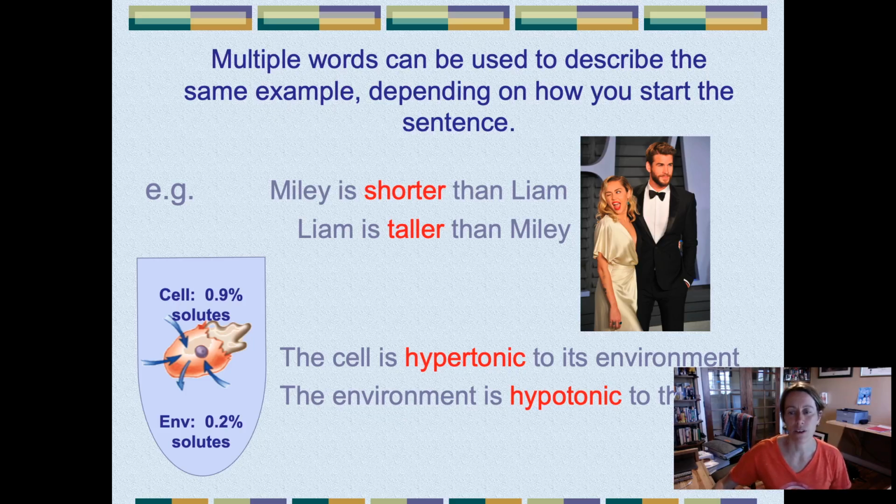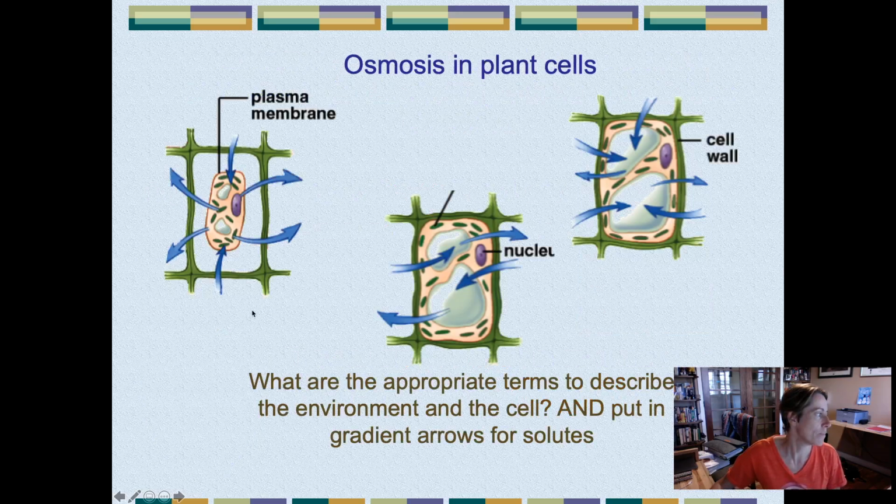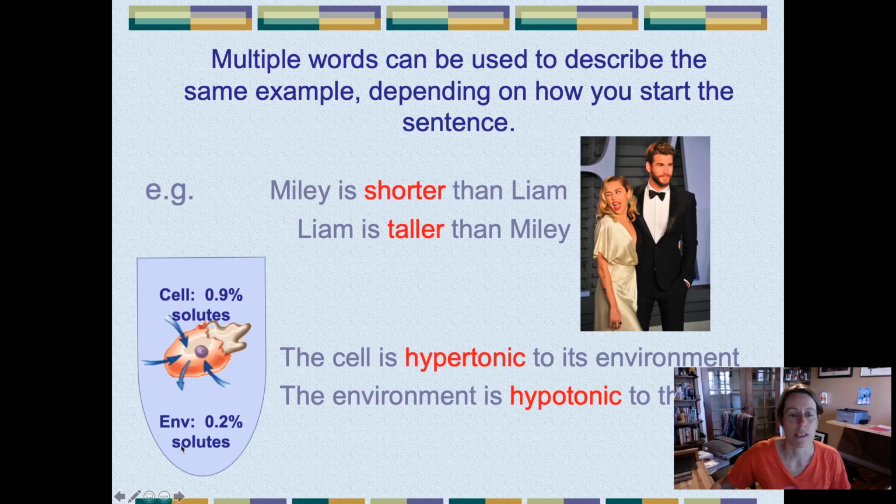So what happens a lot, I see on exams, is that students will look at this picture down here in the corner, where it says the cell is 0.9, the environment is 0.2. And they'll say, oh, that picture's the hypertonic picture, or that picture's the hypotonic picture. And that is not correct. This picture is not hypotonic or hypertonic. It is actually both at the same time. And you're like, how can it be both? Well, let's look at the example up here with Miley Cyrus and Liam Hemsworth.